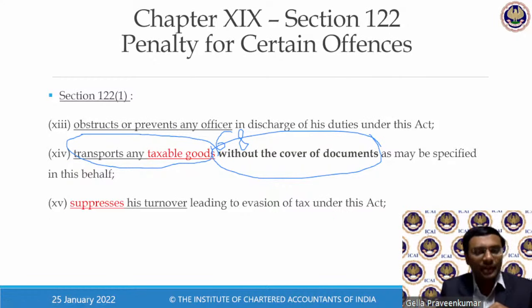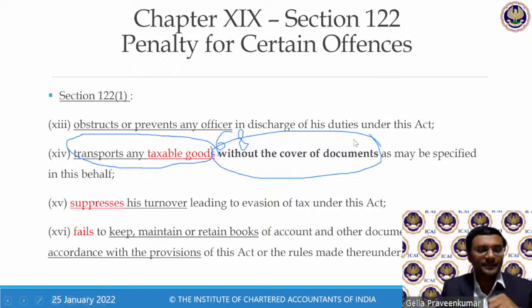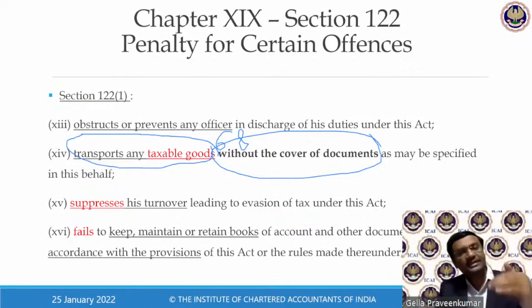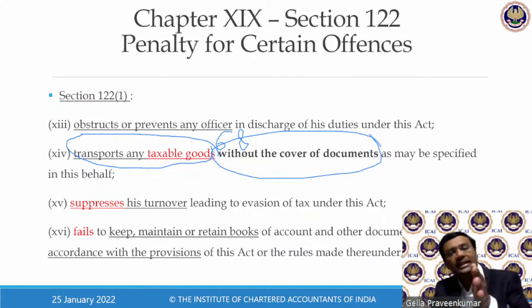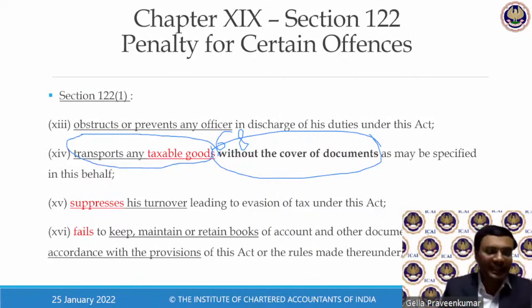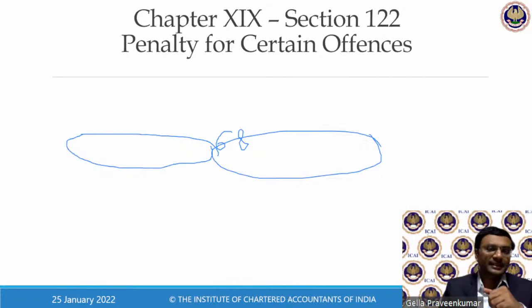Suppression of turnover leading to evasion of tax. Fails to keep or retain books of accounts under the provisions of this Act. Like we discussed section 35 with rule 56, the production register, advances register, tax paid, tax receipt, all these details I have to maintain for a period of 72 months. If I have defaulted, then again it is a punishable offense.